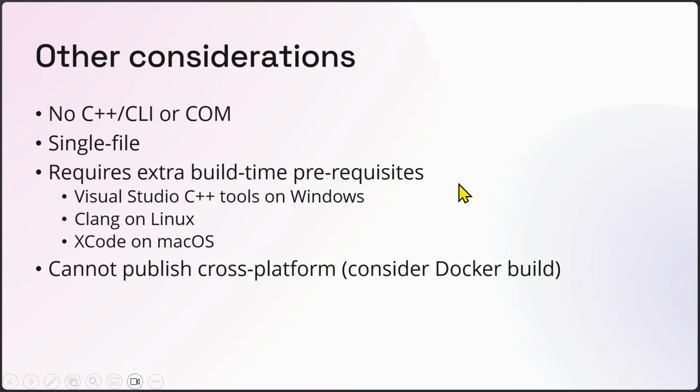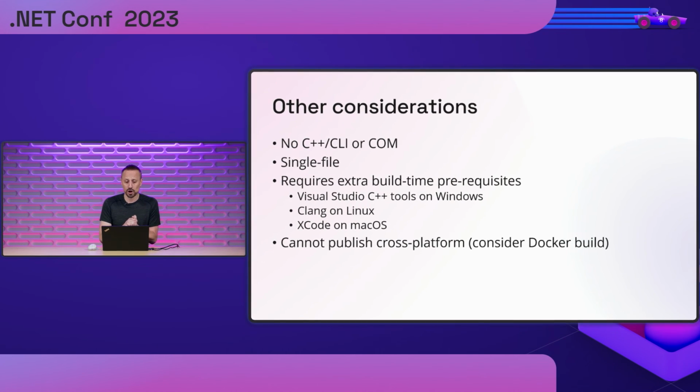All right. What other considerations are there when targeting native AOT? Well, there's no C++/CLI or COM. As I said before, it will be a single file application. You do have extra build time prerequisites. So you can't just build using the .NET CLI that you use today. You will need that plus something extra. You need a native compilation toolchain. On Windows, that's the Visual Studio C++ desktop development workload. On Linux, it's tools like Clang. And then on macOS, you need the Xcode command line tools installed. And we have this all covered in the docs to give you the exact install lines and things that you need in order to do so.